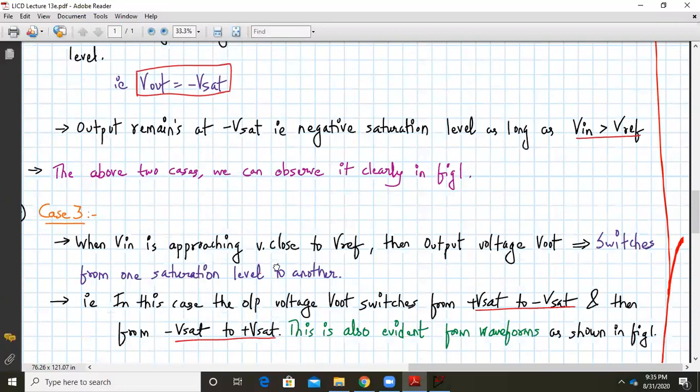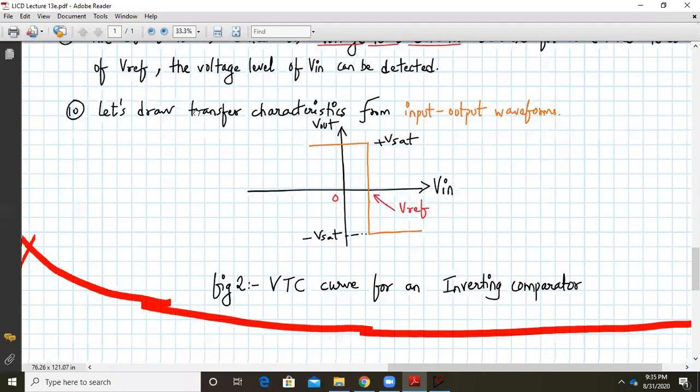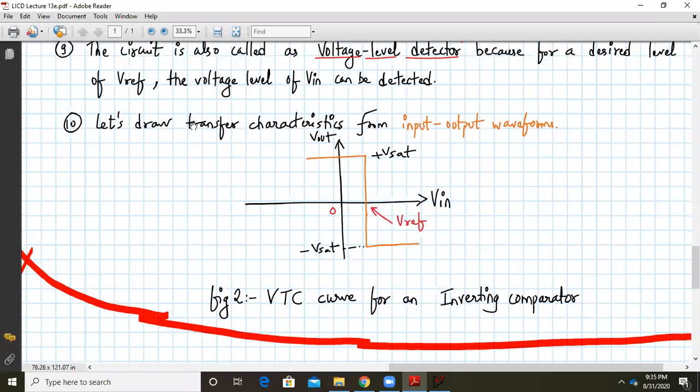Here the two analog inputs V in and V reference were compared. That's why it is called a comparator. The circuit is also called a voltage level detector, because for a desired level of V reference, the voltage level of V in can be detected. Here is my transfer characteristic, which is also called the VTC curve for the inverting comparator.